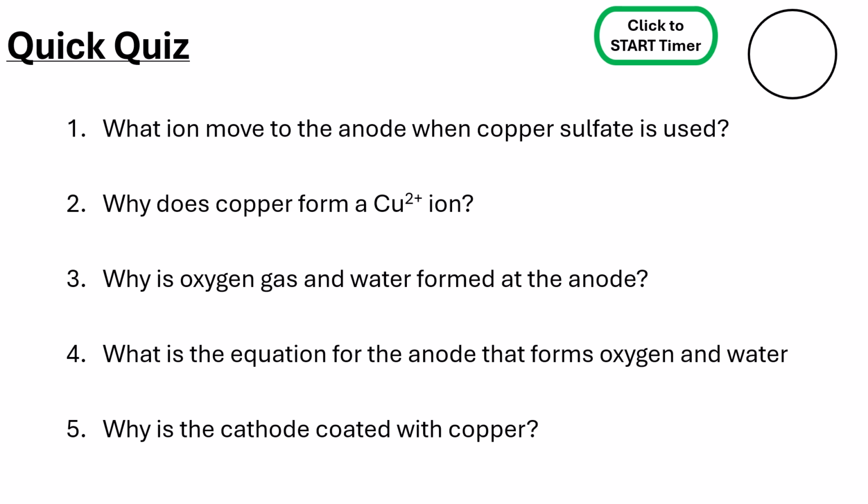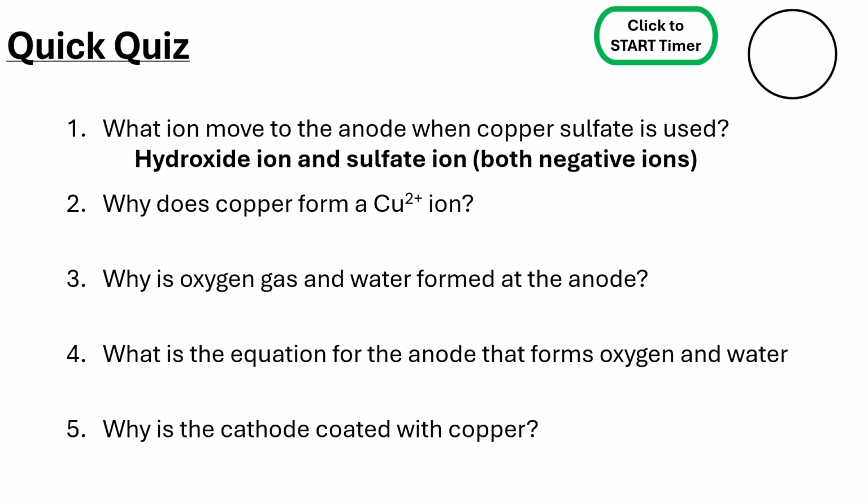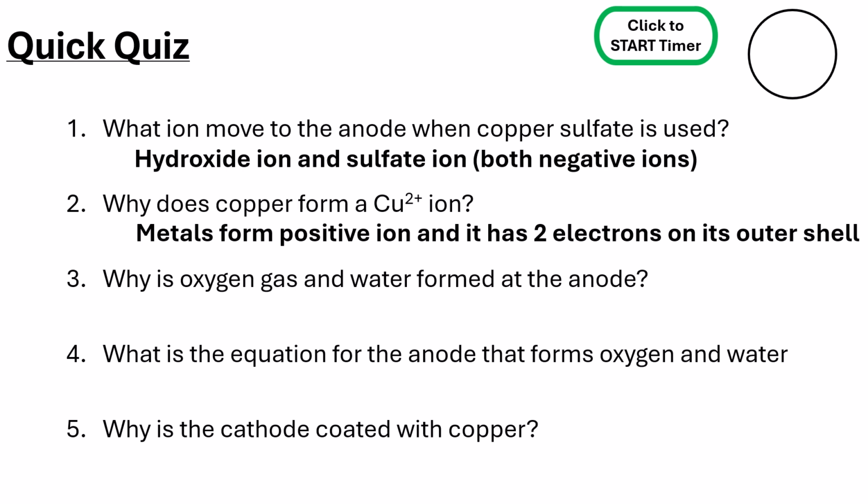So what ion moves to the anode when the copper sulphate is used? Well, the anode is positive, so it will be the negative ions, and the two negative ions are the hydroxide, the OH-, and the sulfate ion, which is also a negative ion. Why does copper form a 2+ ion? Well, it forms a 2+ ion because it has 2 electrons at its outer shell, and it will lose those 2 electrons, hence 2+.